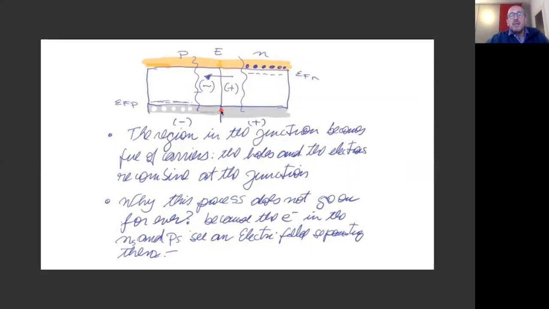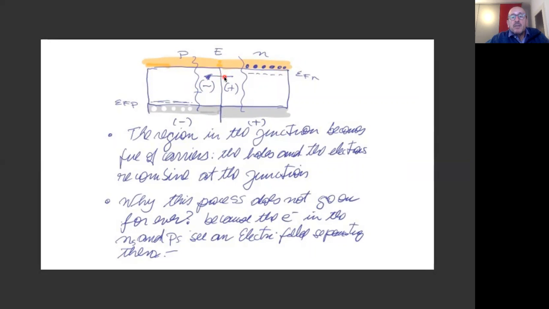So essentially, in this region here, we generate a field. What does the field do? The field points from the positive charge to the negative charge. If I put a positive charge here, it will try to go that way.